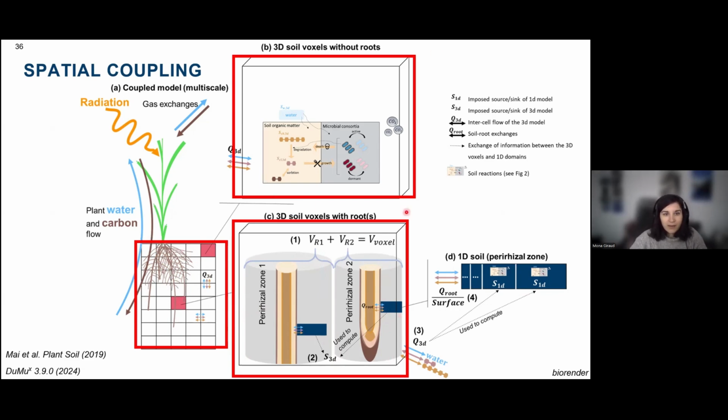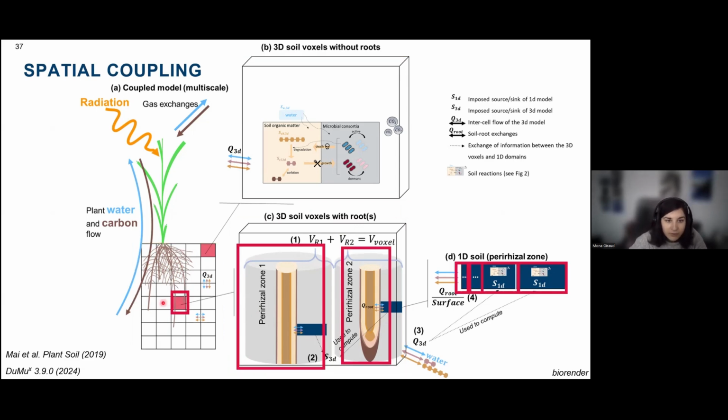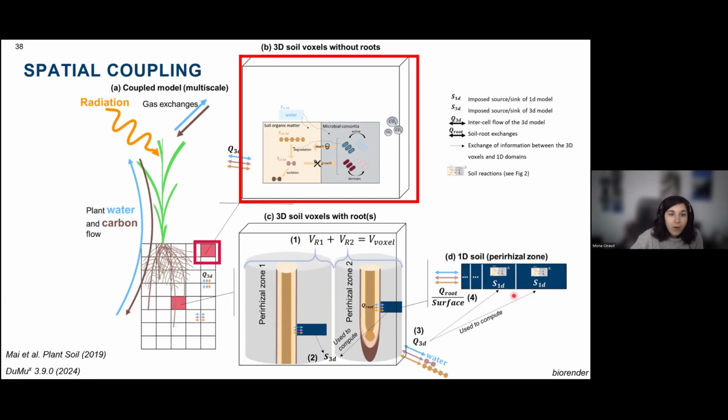And so we have two possibilities. Either we are in a voxel that has at least one root segment, like here, and it means that the reactions of carbon and the interaction with the water are computed by the 1D model. So here we have the different cells. Or we have a voxel that has no roots, and then the different reactions that I talked about earlier are computed in this one voxel at a 3D scale.